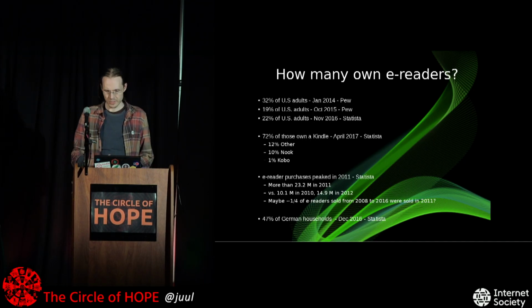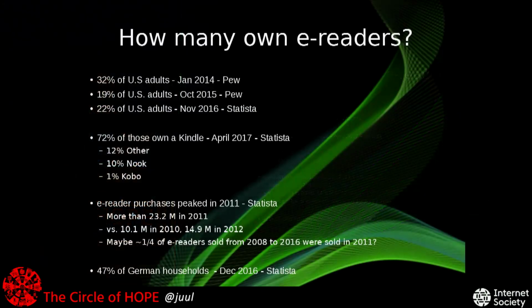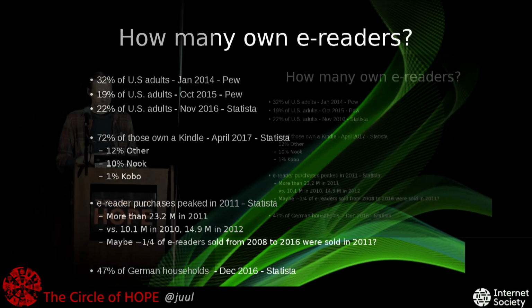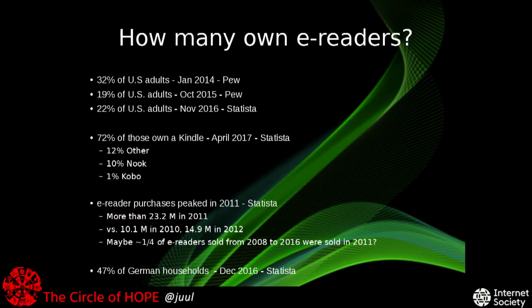So how many of these are actually out there? Well, it's hard to get numbers on this. Most of these companies don't publish any sales numbers. So I just searched around a bit, and I've got some numbers from Pew and some numbers from this site called Statista, and a lot of this stuff is just online surveys, so take it with a huge grain of salt. But at least for the first number here, we have some different numbers that are somewhat in the same ballpark, that maybe somewhere between 19 and 32% of US adults claim to own an e-reader, at least one. And then maybe about 72% of them are actually owning a Kindle.